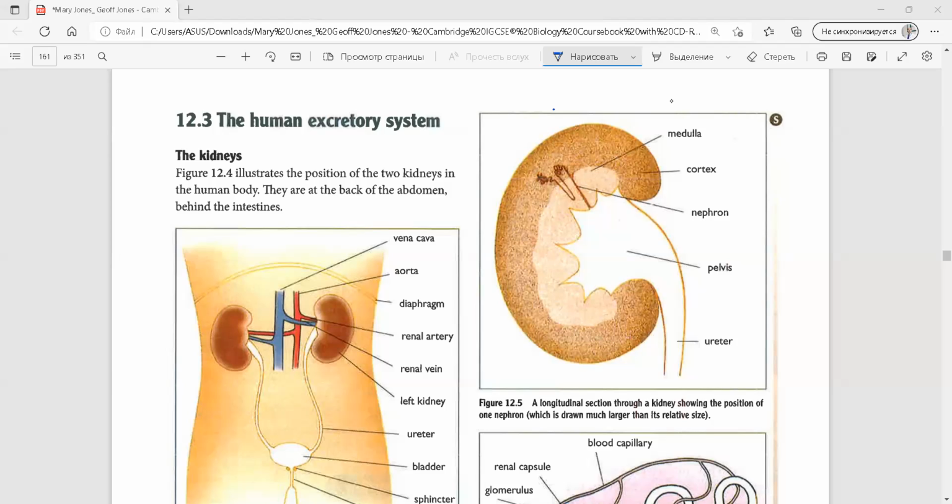So as I said, guys, today we will talk about the human excretory system. In this lesson, we will talk about the main organs which make our excretory system and how they are located in the body, about their position. So firstly, let's talk about the human excretory system.